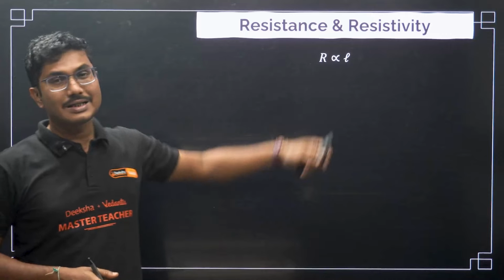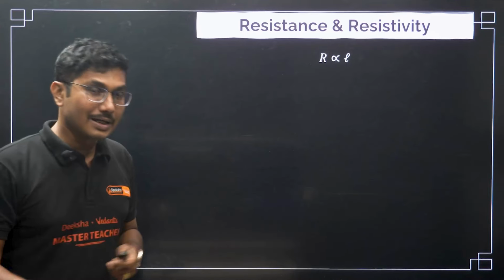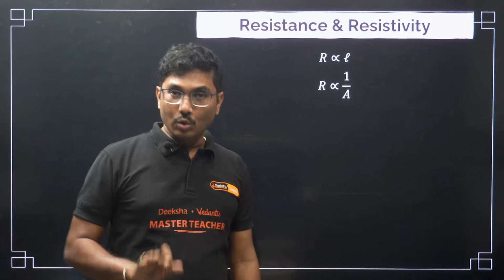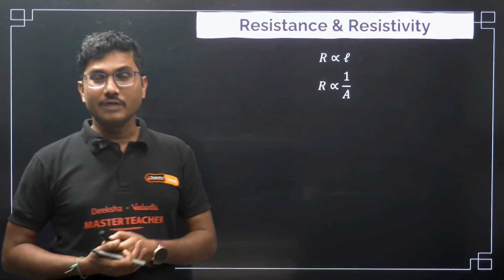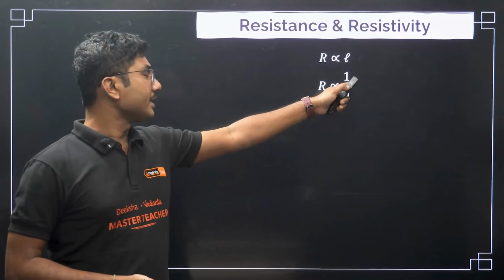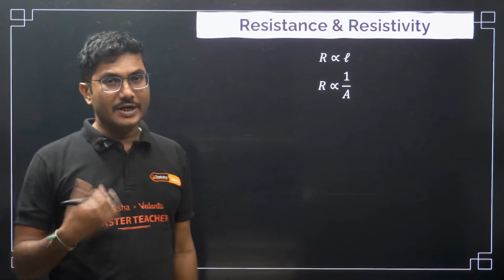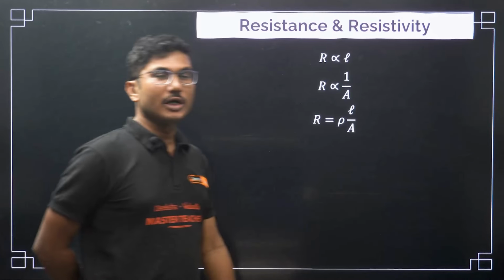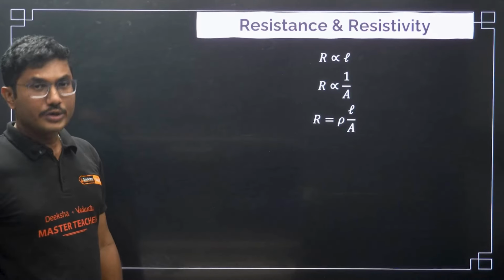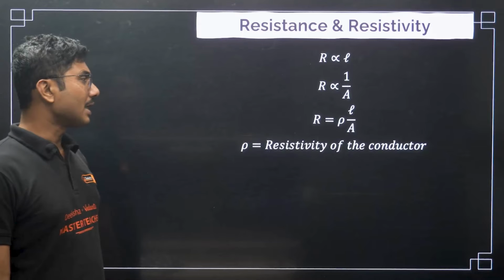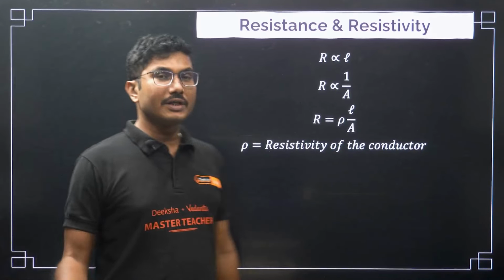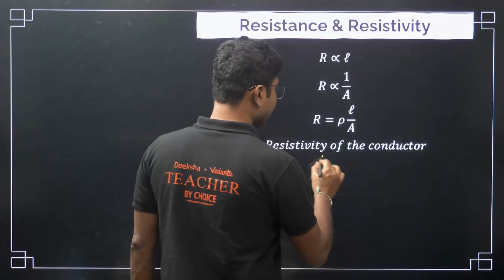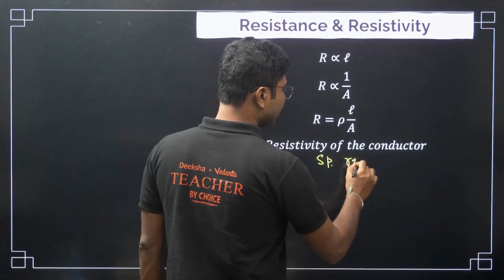The higher the length, the higher is the resistance. Next, the higher the cross sectional area, the lower is the resistance, right? Inversely proportional means if this quantity is higher, this quantity is lower, and vice versa. Now combining these two equations, we can write R = ρL/A. Here ρ is called the resistivity of the conductor. Sometimes it is also called specific resistance.